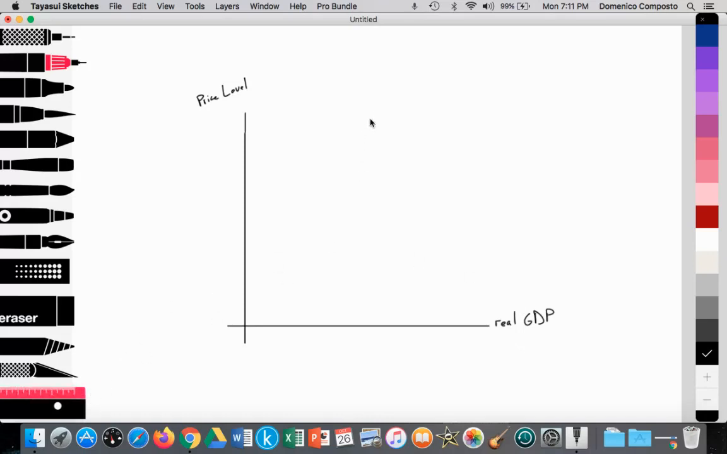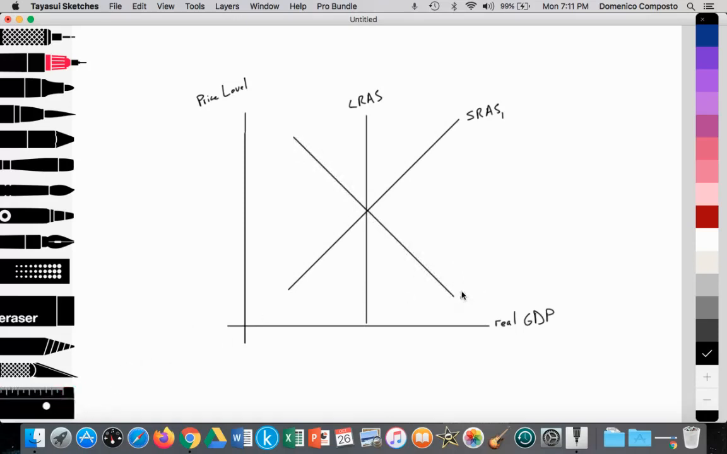In the monetarist model, we have a perfectly inelastic long-run aggregate supply curve that we're going to label LRAS, long-run aggregate supply curve. And we have an upward sloping short-run aggregate supply curve, SRAS1. And we're going to have a downward sloping aggregate demand curve, which we're going to label AD1. So we've seen this before, and the intersection of LRAS with SRAS and AD provides us with a price level at PL1.